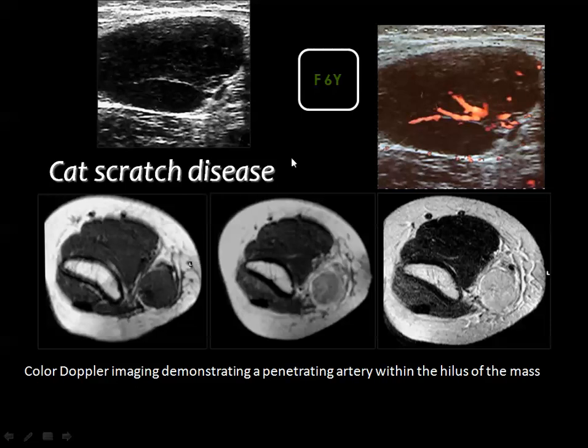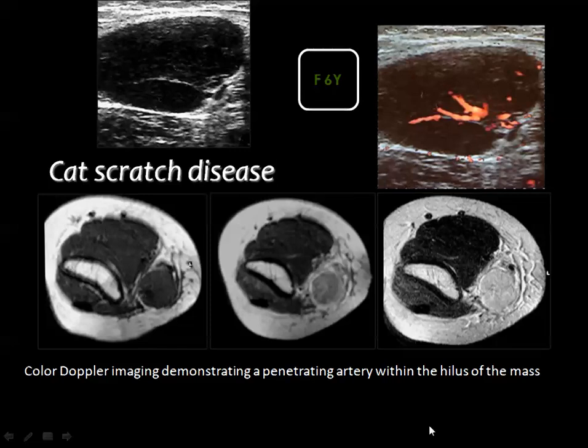There is a big lymph node near the elbow and of intermediate signal in the T1 and increased signal in the T2 with homogeneous post-contrast enhancement. And by Doppler ultrasound, you can see some vascularity within the node.